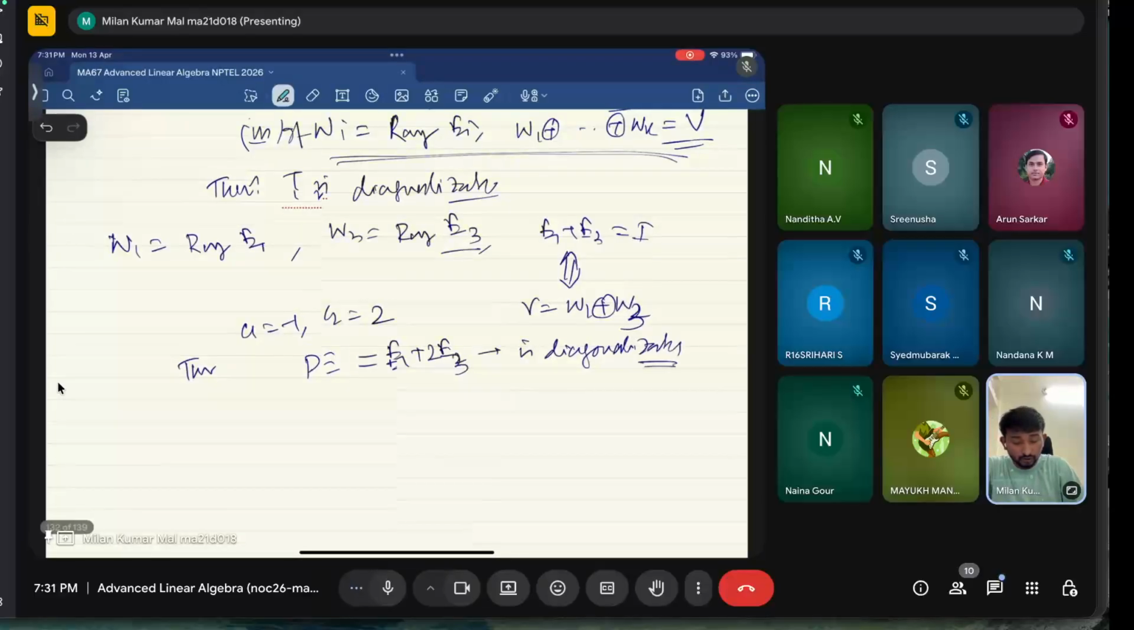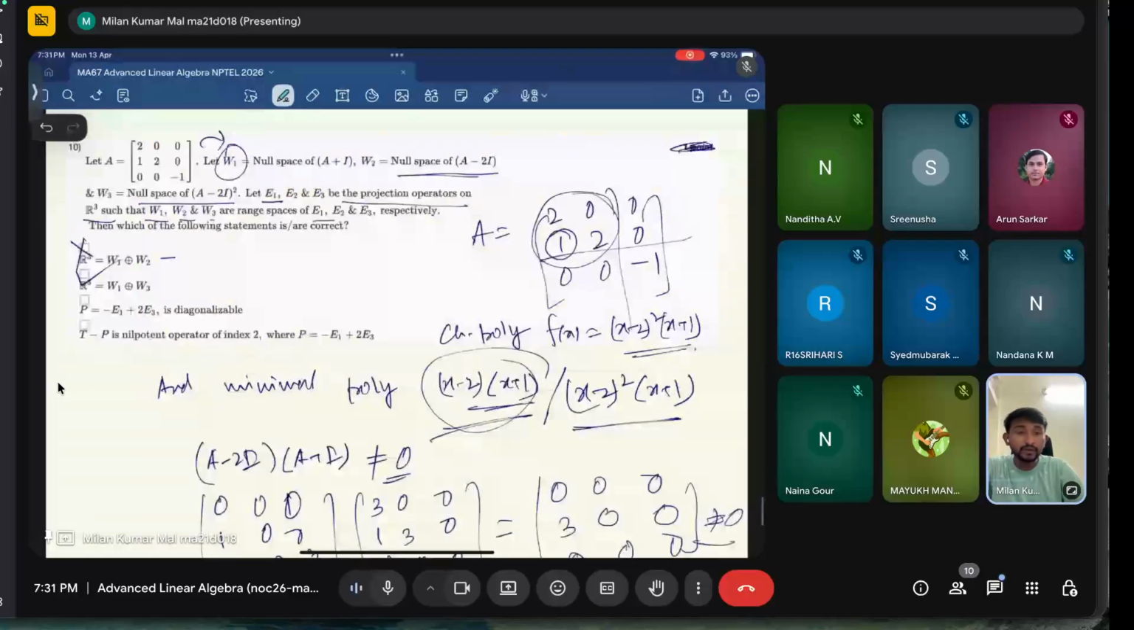Okay, so this is the option, right? Minus E1 plus 2E3, this is diagonalizable. Instead of E3, if it is given E2, then it is not diagonalizable because E2 is not relevant in this situation. Now let's look at the last option. Let T minus P be a nilpotent operator of index 2. I have to check whether T minus P is a nilpotent operator of index 2 or not.